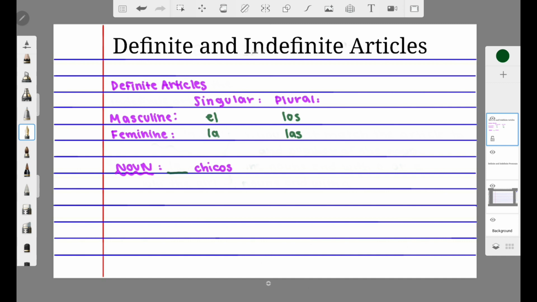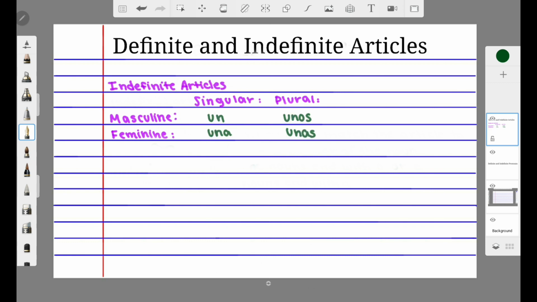Now our noun is chicos. We can see the O and S at the ending. The S signifies that this noun is plural, and the O signifies that it is masculine. So masculine and plural, los. So "the boys," plural, is los chicos.